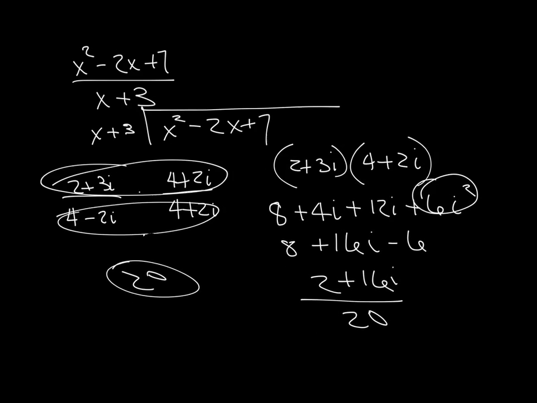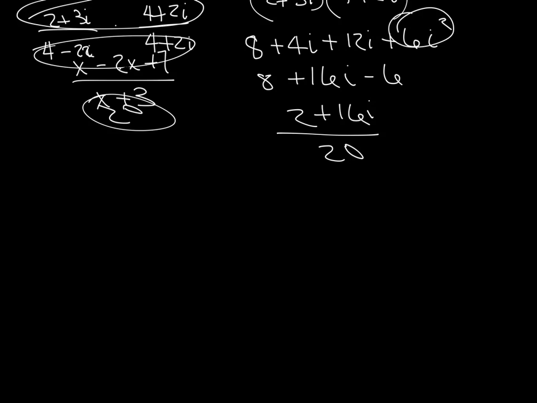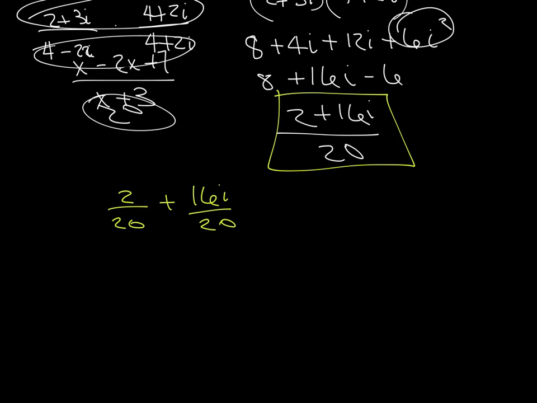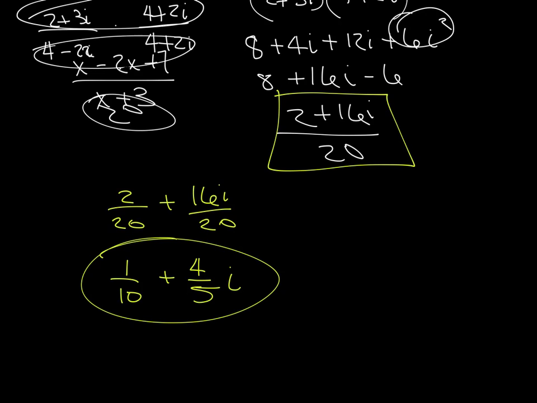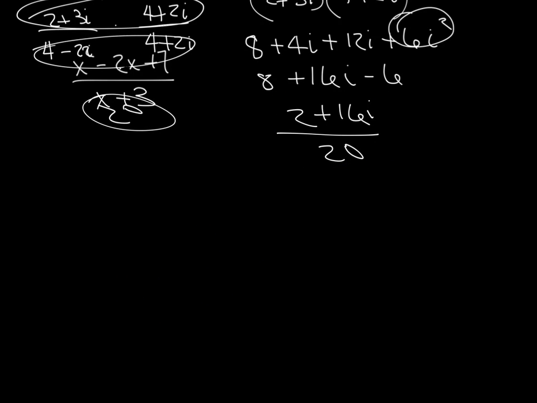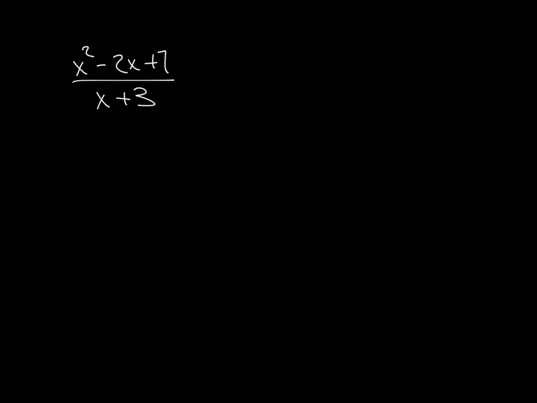Alright, so we're not too happy with that because it isn't in the right form, nor is it reduced. So let's split them up to get them in the right form. Then let's reduce. 1/10 plus 4/5 i. And that ends up being our answer. Let's look at one more and we will be done with this lesson. It doesn't seem like it's too incredibly awful.